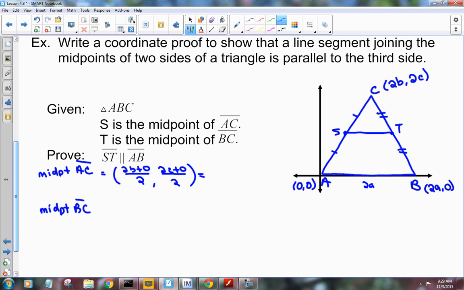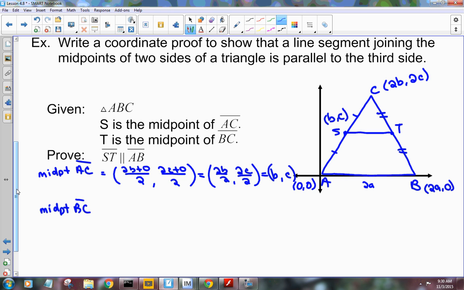Well, that ends up being 2b over 2 and 2c over 2, which ends up being b, c. Everybody with me? You see now why I used 2a, 2b, and 2c? Because if I didn't, I'd have fractions, right? That goes back to use coordinates that make your computation as easy as possible. So here are my coordinates for S: b, c.